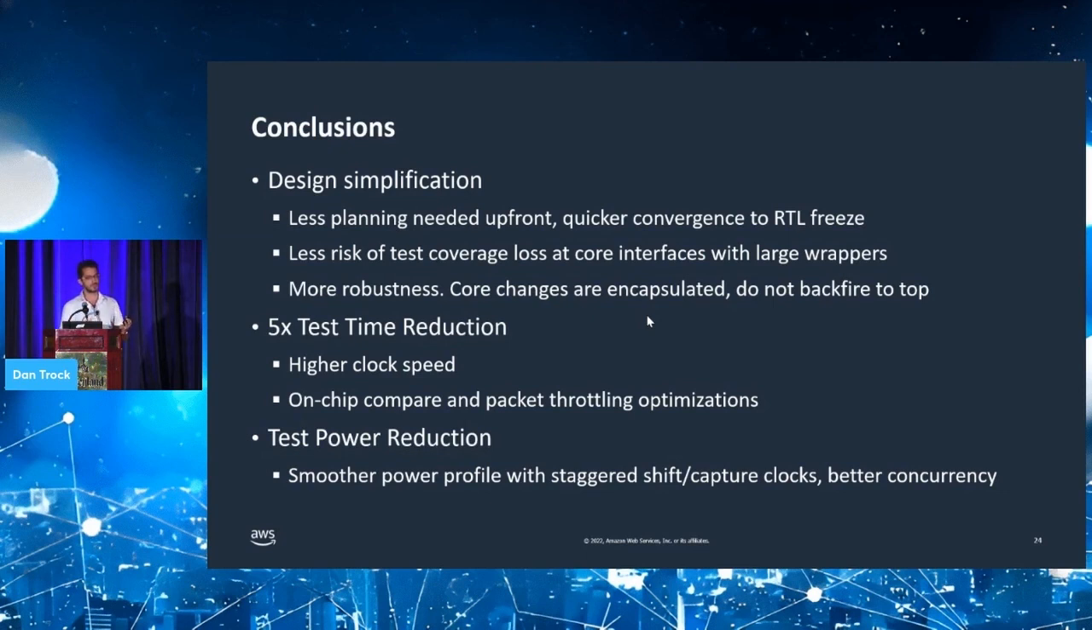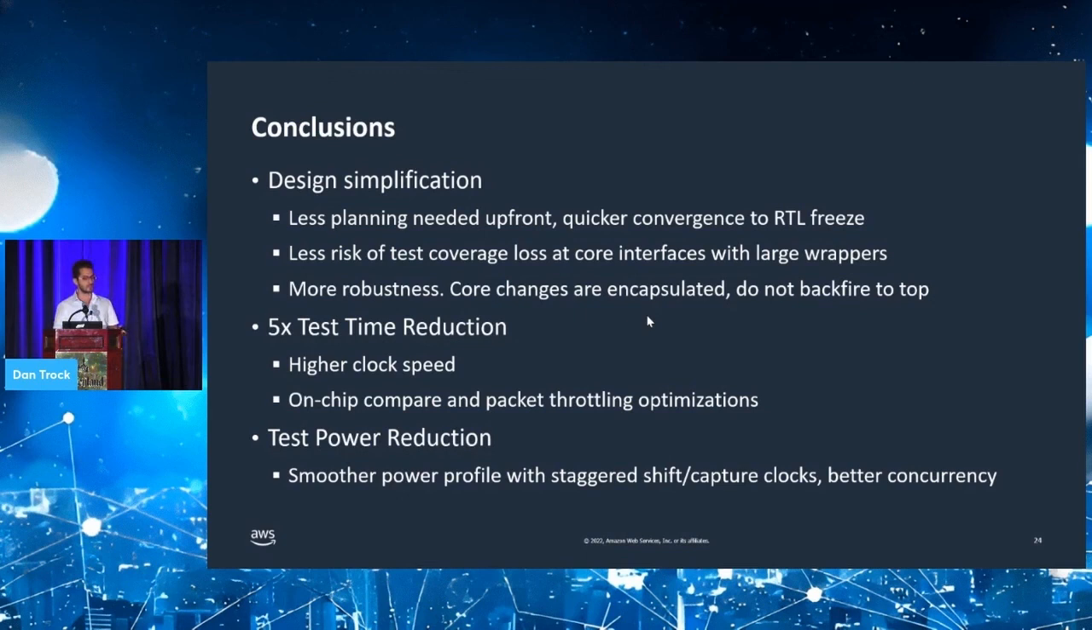We have more robustness. Our top-level design is more robust because any change inside the core is encapsulated inside the core. If logic changes there and you need to fix your compression, you need to add or remove some EDT channel, those things do not reflect to the top level. At the top level, you still have the standard SSN bus. This is the interface of your core, and nothing changes at the top level. So the top level is more stable and robust, and all changes are within the cores. That's another great advantage from the design perspective.